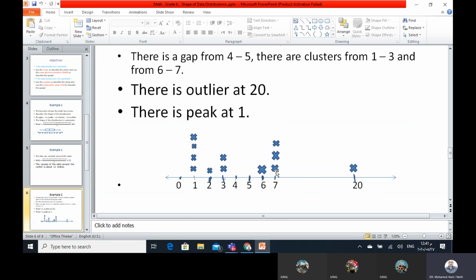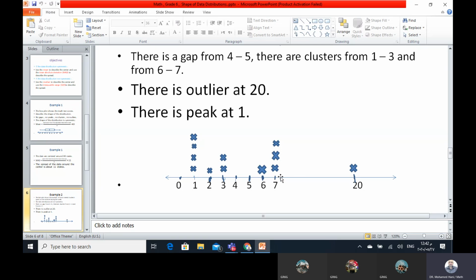Here we have 1 value, here we have 3 values, here we have 1, here we have 2, here we have 1, here we have 4. This is the most repeated value, the one that occurs most often. So the peak, the same idea as the mode. The peak here will be 1, because 1 occurs most often. And as you see here, the shape is not symmetric.